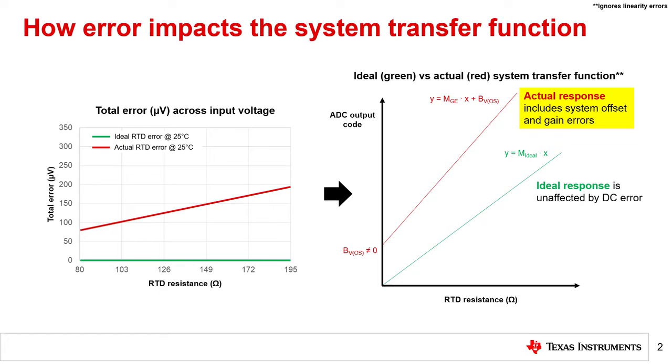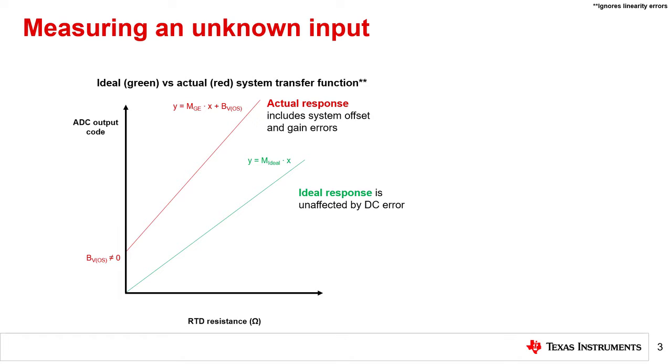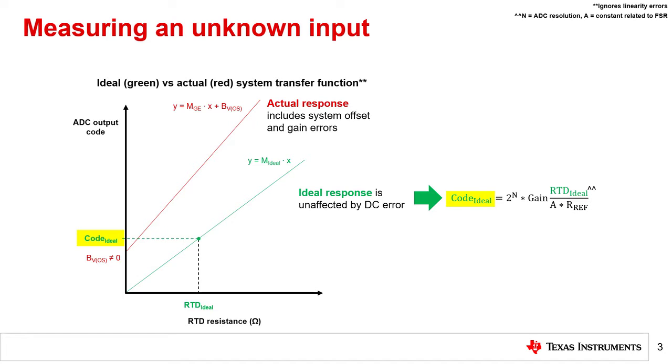Next, let's discover what happens when we try to use this example system to measure some unknown input. On the left are the same ideal and actual transfer functions shown on the previous slide. When we apply an unknown input signal, RTD ideal, to the system, the generated ADC output is code ideal, as shown. Using the green equation on the right, we can determine that this ADC code corresponds to the RTD resistance given by RTD ideal. We can then use a lookup table or polynomial to accurately determine the temperature from that resistance.